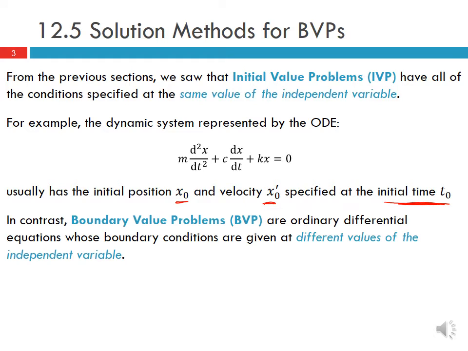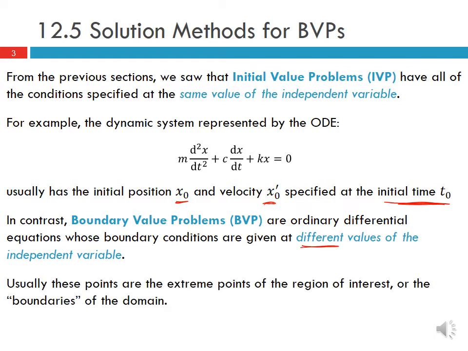In contrast, boundary value problems, or BVPs, are ordinary differential equations whose boundary conditions are given at different values of the independent variable. Usually these points are the extreme points of the region of interest, or the boundaries of the domain. Because we need boundary conditions given at at least two different values of our independent variable, to have a boundary value problem we must have at least a second order ODE.